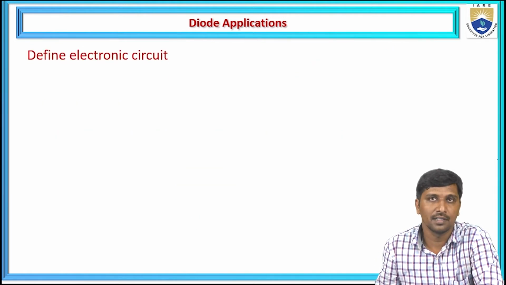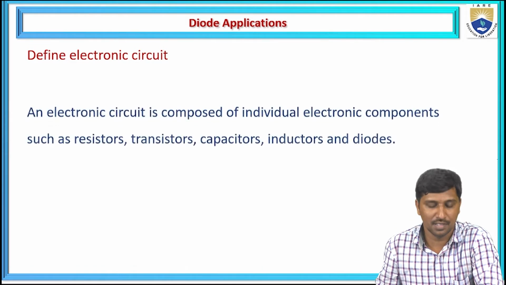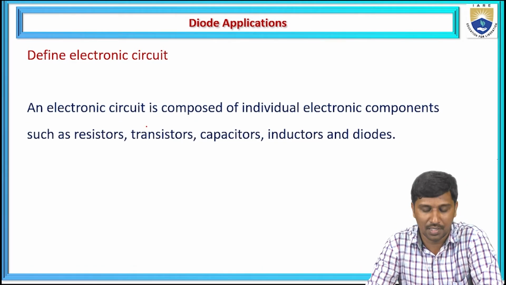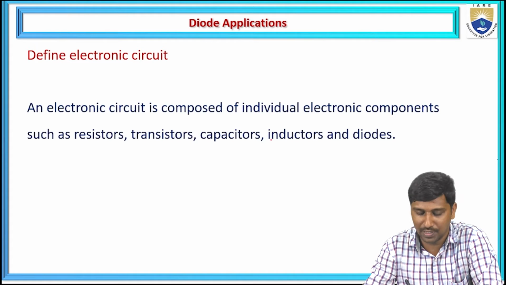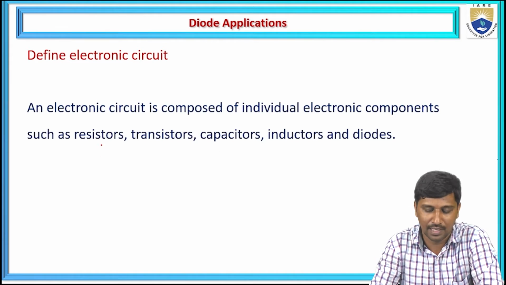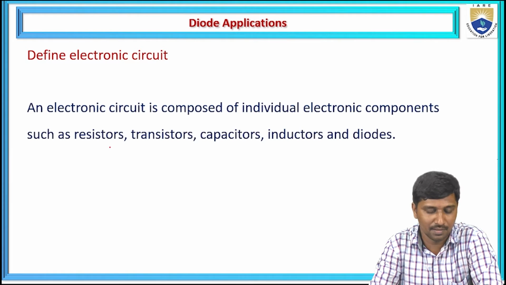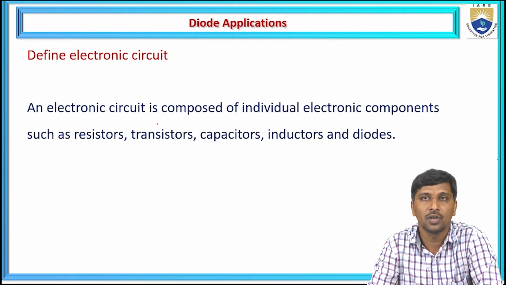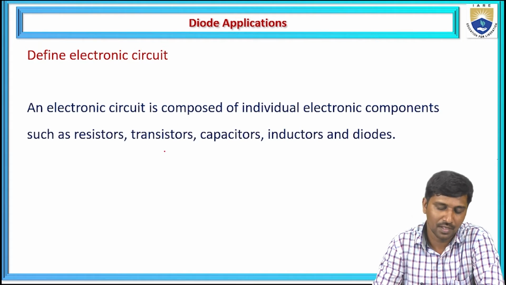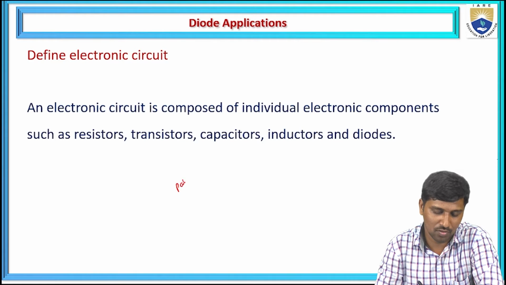Now, what is an electronic circuit? Define electronic circuit. This electronic circuit is composed of individual electronic components, like what we discussed in the previous case: passive components like resistors, capacitors, or inductors, and active components, that is transistors and diodes. As per our diode applications and electronic devices and circuits, all electronic circuits are designed with only these passive components and active components.